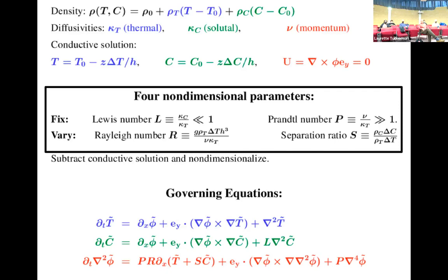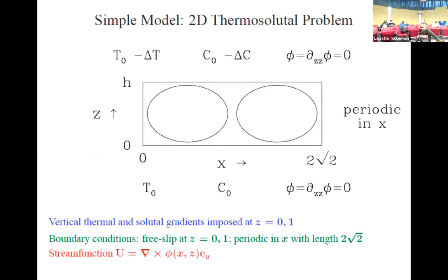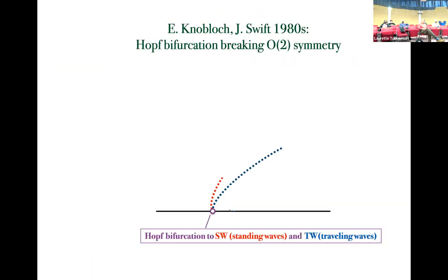So here is Edgar Knobloch, and how many of you know Edgar Knobloch? Everybody knows Edgar Knobloch. Okay, so he, with his then graduate student Jim Swift, did in the 1980s, the golden period of dynamical systems, figure this out. This is when there's a Hopf bifurcation that breaks O2 symmetry. And what's O2 symmetry? It's just what we had before: you're periodic in the x direction, and you're also reflection symmetric. And when you have a Hopf bifurcation that breaks that, then you produce periodic states.